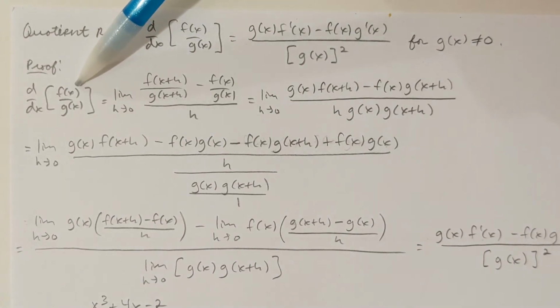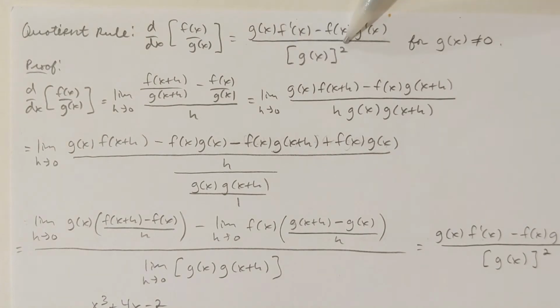So the derivative of f of x over g of x. Here's what I need to get to. Let me start with the limit definition. I need the limit as h approaches 0 of the difference quotient. So here's the difference quotient for this function. In the numerator, let me cross multiply so that I get a single fraction here. It's going to be g of x times f of x plus h, and then minus f of x times g of x plus h, all over g of x plus h times g of x, all over h over 1.